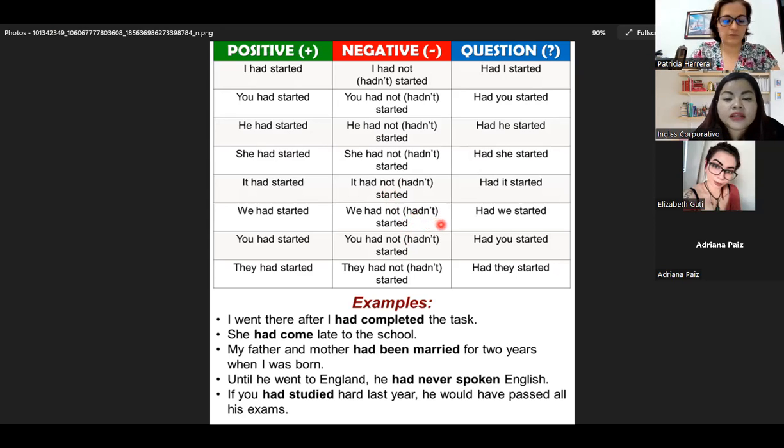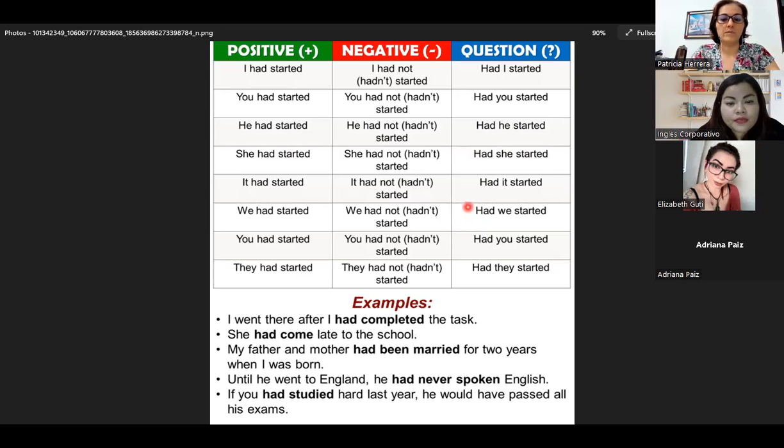I have one more from Cody. I had forgotten to sleep early last week when I had an exam. Because I had an exam last week. So the last week will go to the simple past sentence.